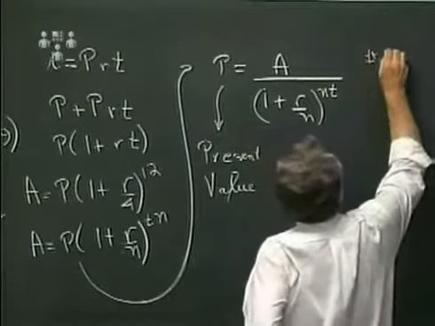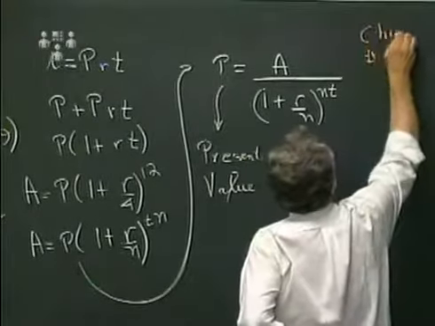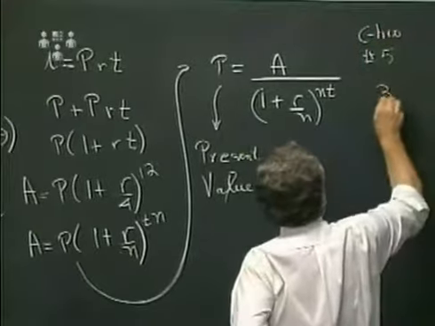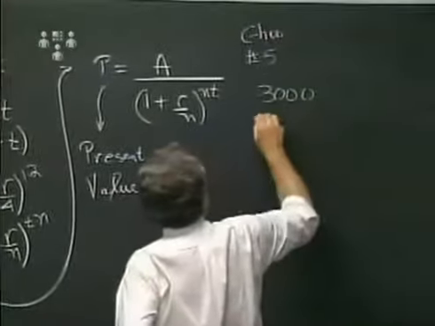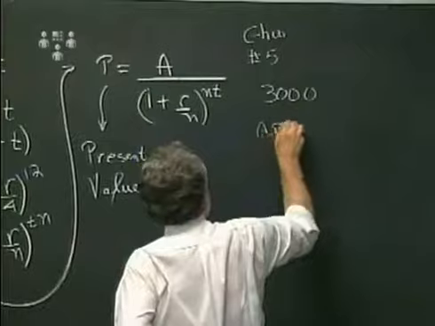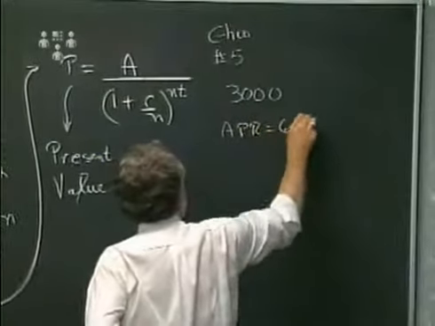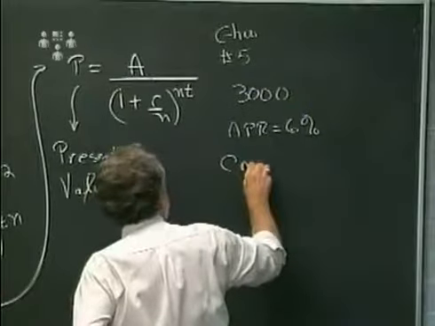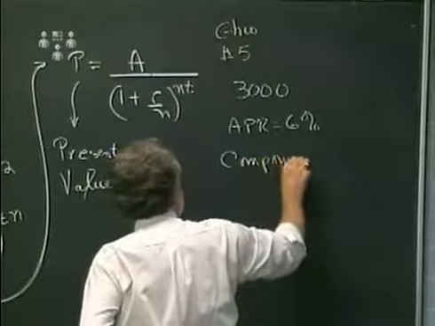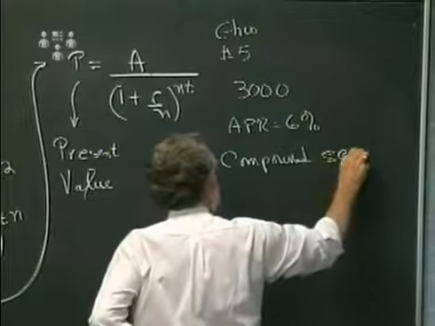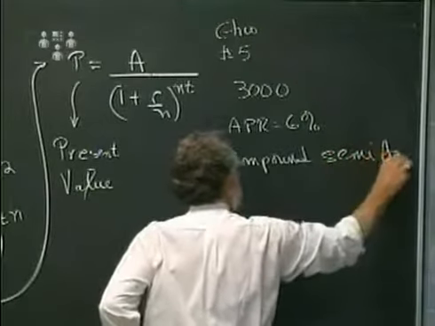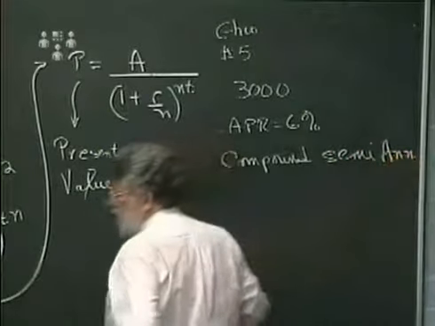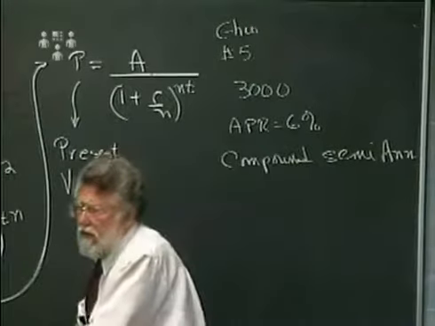So number 5, computer homework. Okay, and it was 3,000, APR at 6%, compounded semi-annually, for 1 year. Okay, and you want to know the amount at the end of the year? Yeah.